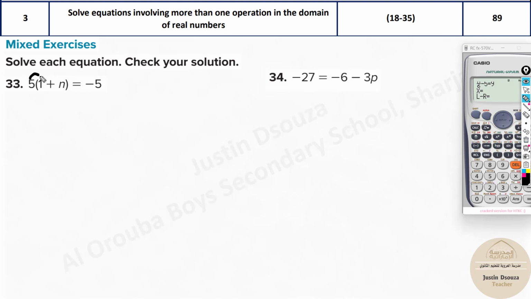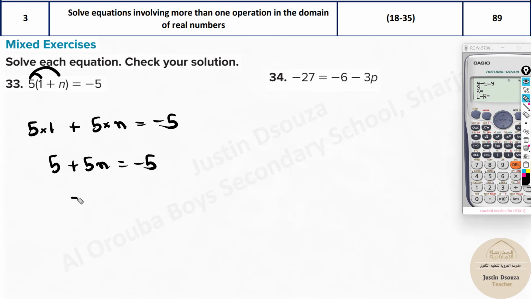I'll tell it again. Multiply this phi to both the terms inside the bracket. It'll be phi times 1 plus phi times n equals negative phi. Phi times 1 is phi, plus phi n equals negative phi. So this phi goes to the other side, phi n equals negative phi minus phi, because plus becomes minus. Now you have phi n equals negative 10. n equals negative 10 by phi, which is equal to negative 2.